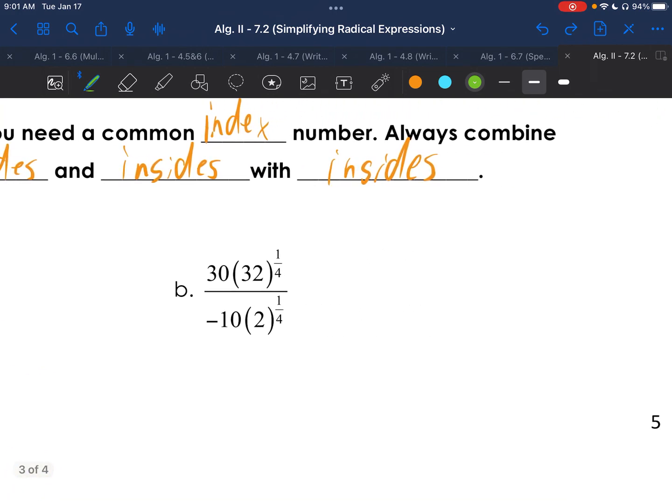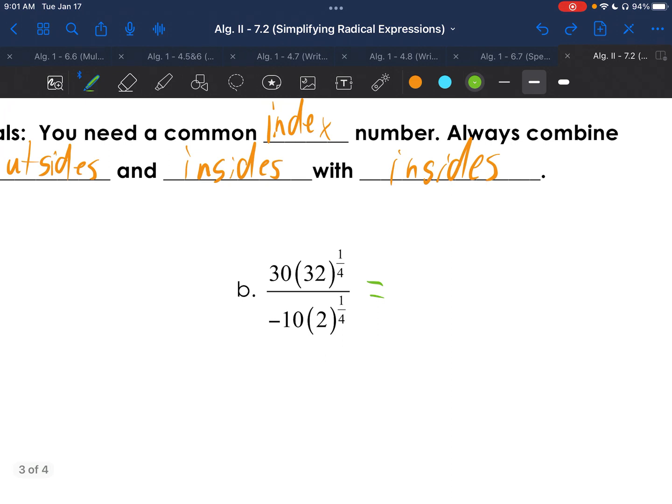Example B. So, same thing works with dividing here, like we said. Because they have the same index or the same exponent, we can do 30 divided by negative 10, because those are not being raised to the power. Those are essentially the outsides here. Keep in mind this could be rewritten this way if you wanted: 30 times the fourth root of 32 over negative 10 times the fourth root of 2. And if you had it written that way, it might be a little easier to see that 30 and negative 10 are the outsides. So you get negative 3 there by dividing those.